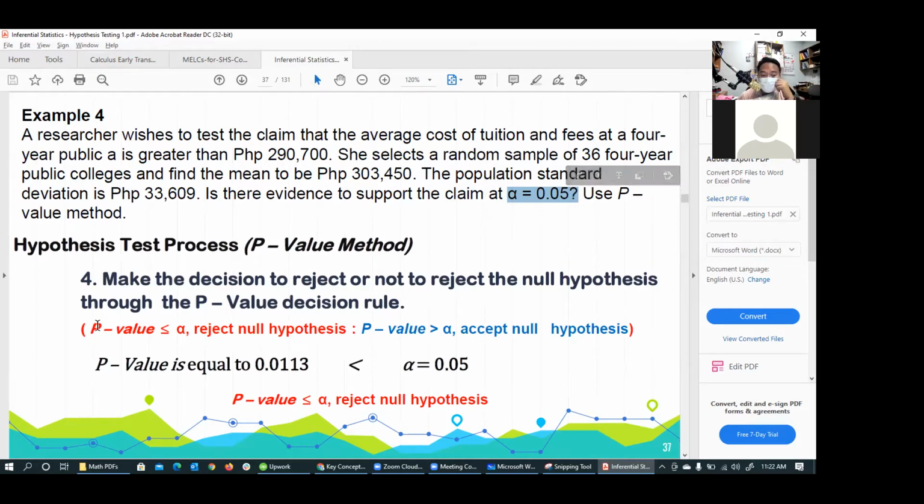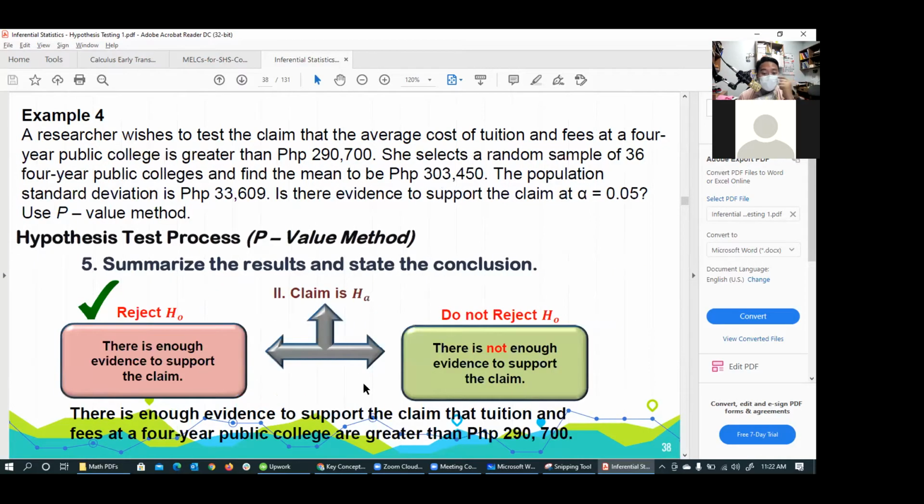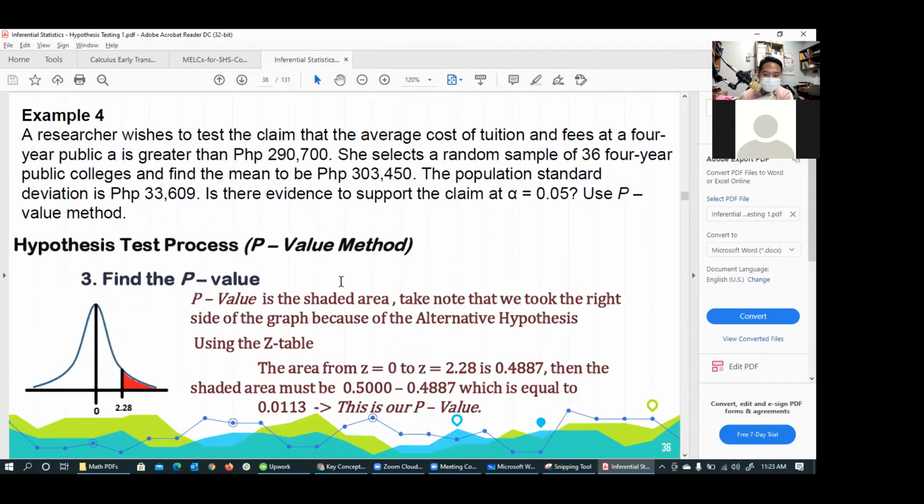So reject the null hypothesis. The claim was HA, which is the alternative hypothesis. But since we are rejecting the null, we can say there's enough evidence to support the claim, which is the HA. Balik ko sa first step.